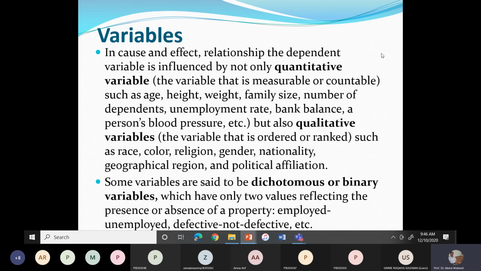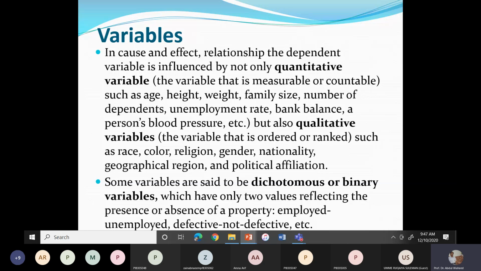So then we have quantitative variable and also the qualitative variable. Quantitative variable is something that is measurable or countable. Such like age and height and weight, family size and number of dependents, unemployment rate, bank balance, all these are the quantitative variables that are quantifiable.